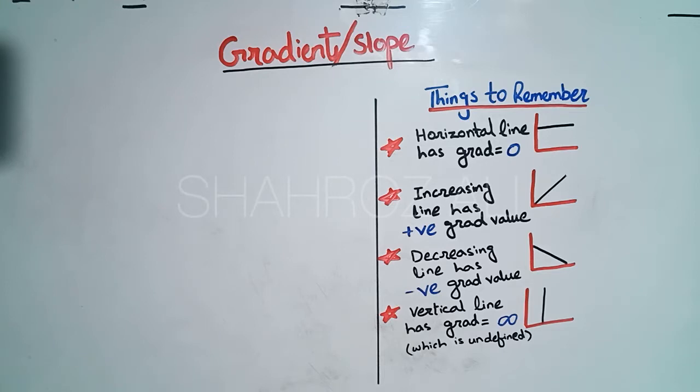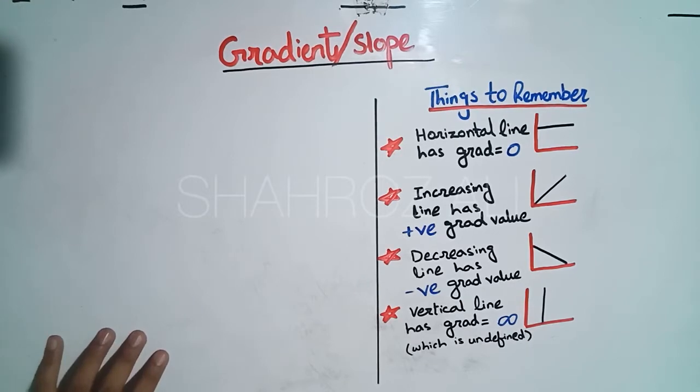It is also called slope. So what information does gradient provide us? Suppose we have drawn a graph, and that is a distance-time graph, or you can say a speed-time graph. So what information can distance and time give us, or what information can speed and time give us?